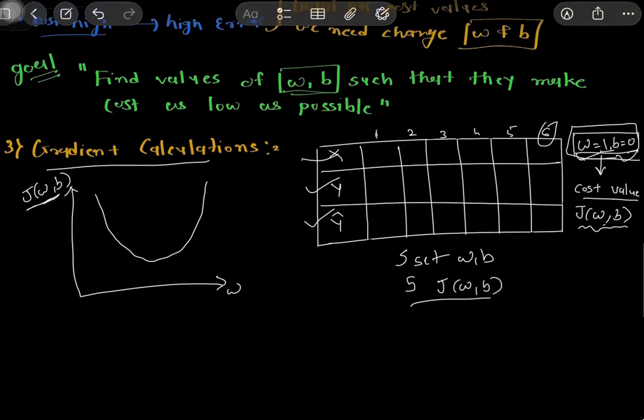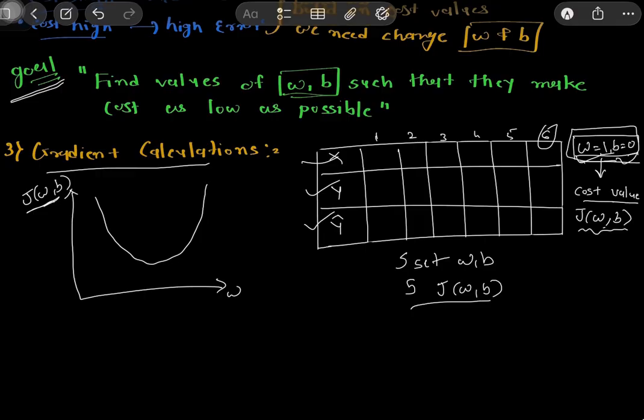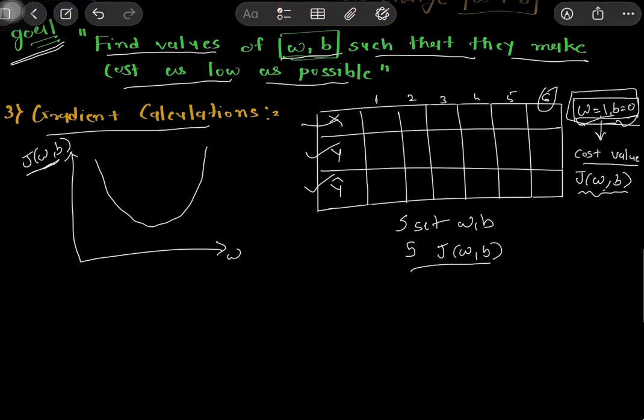If we focus on the goal that we derived in the second step, which was to find the value of W and B such that they make the cost function as low as possible, then in this graph we are interested in finding this value, because here we can see the cost value is least. So we have to find what W got this least value. But let's say with our random initialization, suppose we were somewhere here. We have to find out how we move to this value.